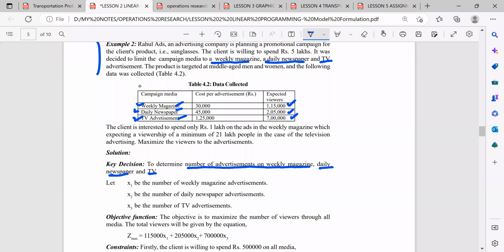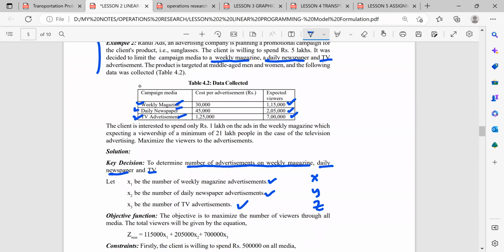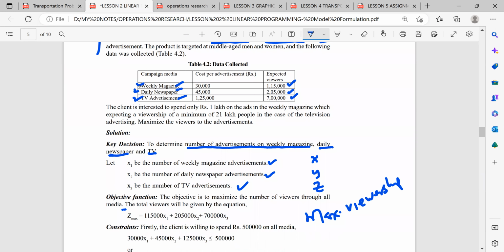So we are calling those values X1, X2, and X3. If you want, you can call them X, Y, and Z. But I think X1, X2, and X3 is quite good because it doesn't limit you. Then we want to maximize viewership in this case. Then the objective function, this is Z, which will be maximize Z, where the values are coming from here.